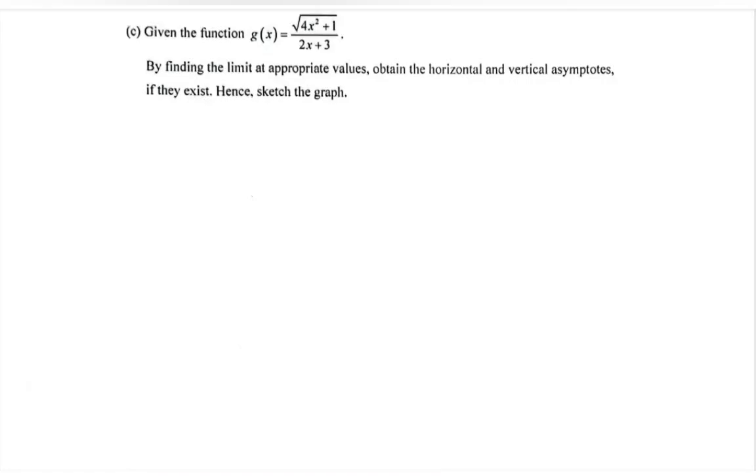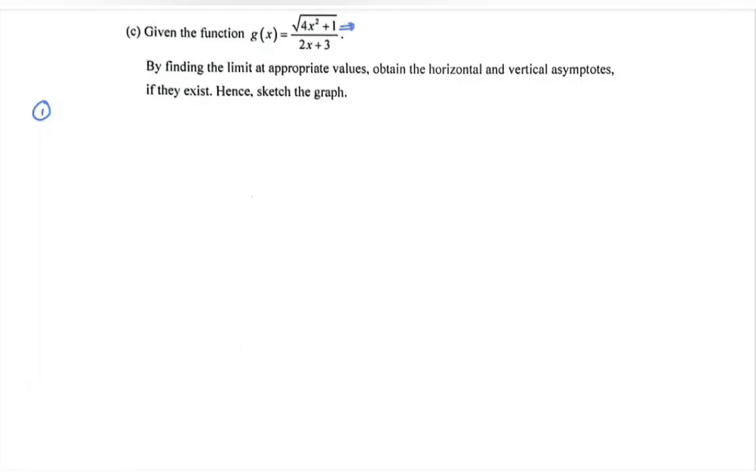Hello everyone, in this video I'm going to discuss the example for limits and also the asymptote. Given we have the function g(x). Find the limits at the appropriate value, obtain the horizontal and the vertical asymptote if exists, hence sketch the graph. So step number 1, find the domain.